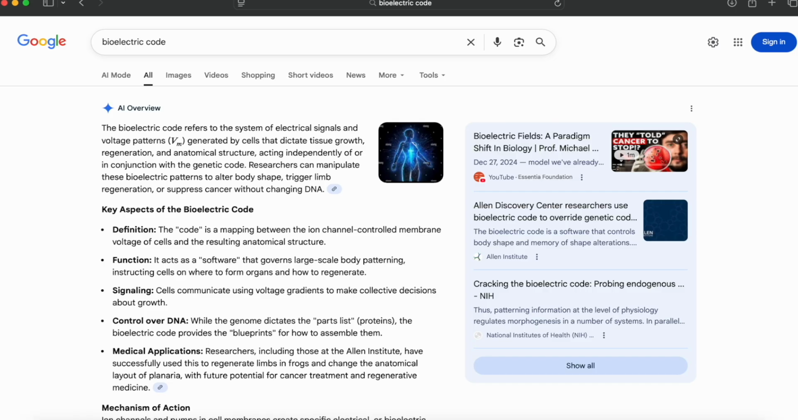Control over DNA. While the genome dictates the parts list, proteins, the bioelectric code provides the blueprints for how to assemble them. Medical applications. Researchers, including those at the Allen Institute, have successfully used this to regenerate limbs in frogs and change the anatomical layout of planaria, with future potential for cancer treatment and regenerative medicine.